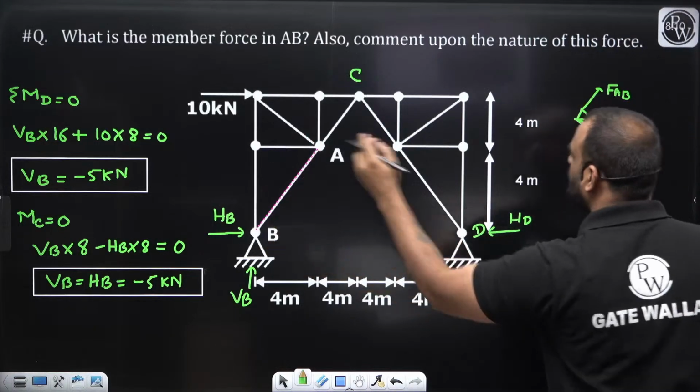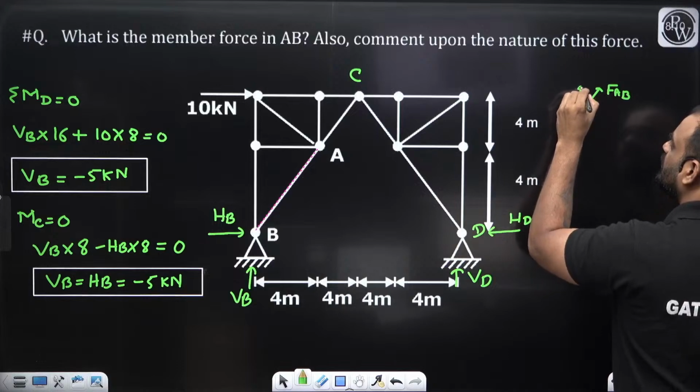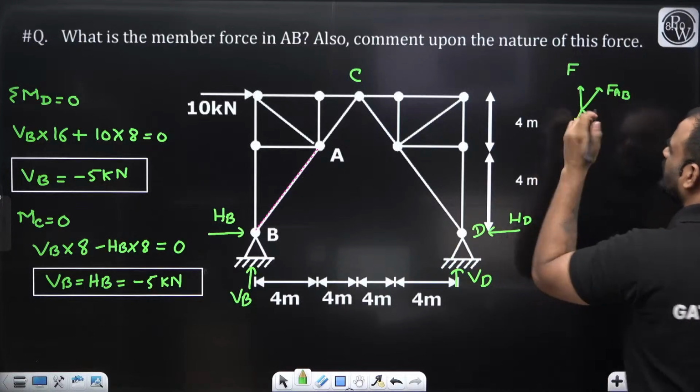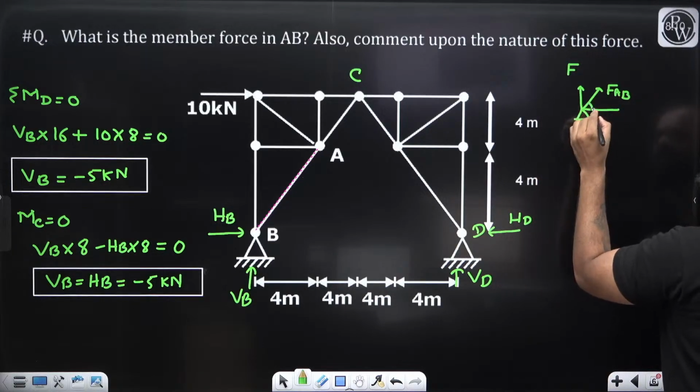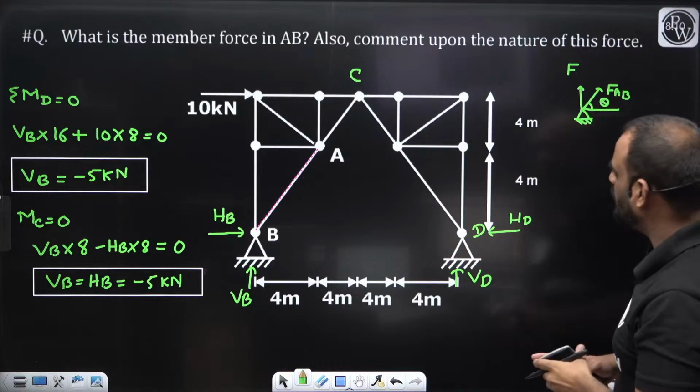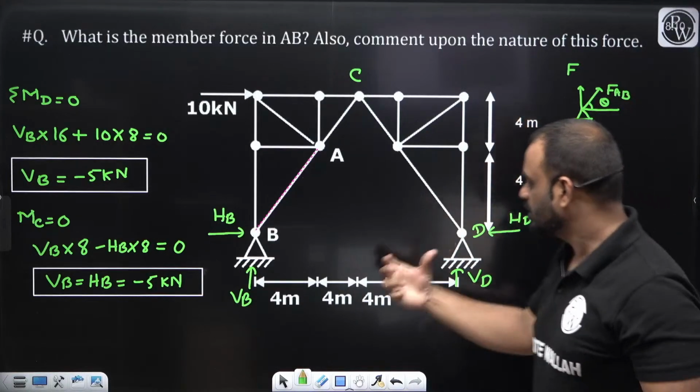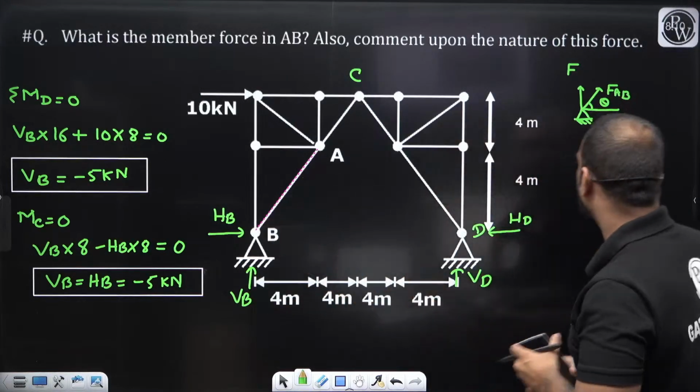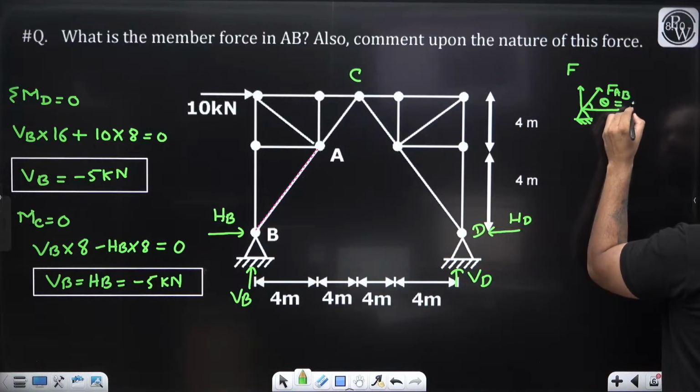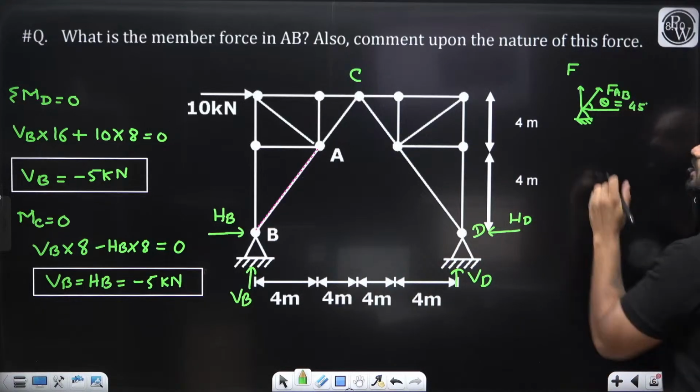And what about this one? This is the one vertical member, right? Let us consider F, and this particular angle is theta. And how much is it? If this is 8 meter and this is 8 meter, that means it is 45 degree. So we can write here theta is equal to 45 degree.